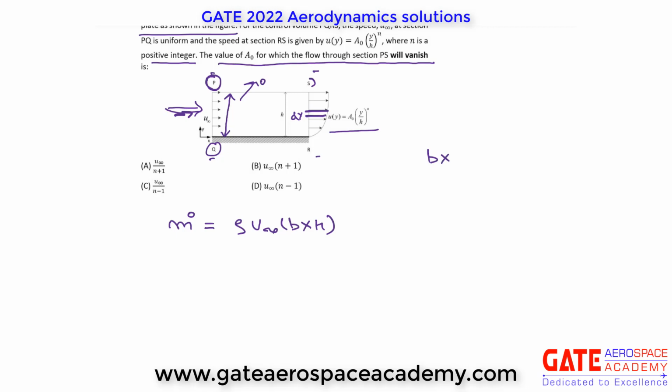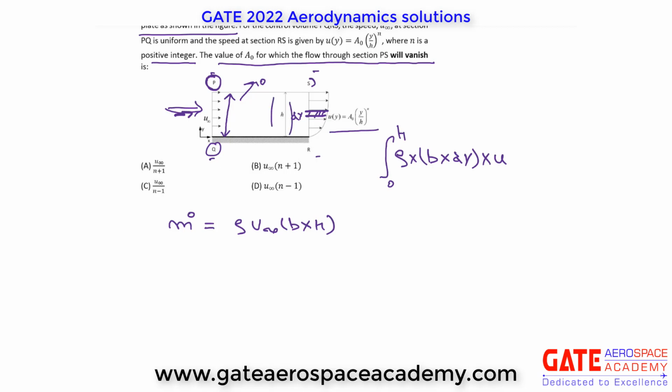B into dy. Correct? What will be the mass flow rate? Velocity into area into density. Correct? So rho into area into velocity, that is u. That will be the mass flow rate through this small strip. If we want to find out total mass flow rate passing through this section SR, we have to integrate it from 0 to h, because this height is h here.